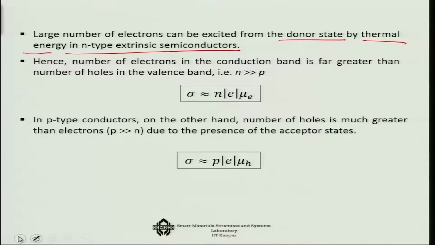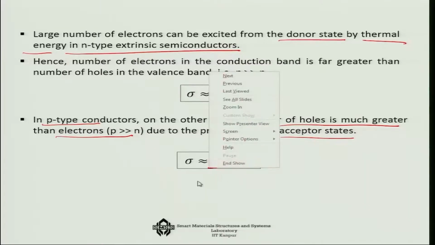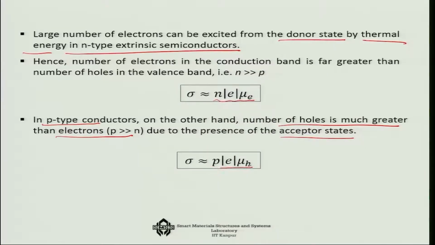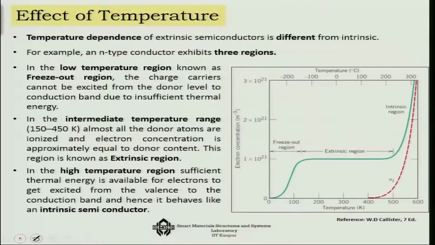So, the number of electrons in the conduction band is far greater than the number of holes in the valency band, and that can be written in terms of n, the magnitude of E times mu E. In the case of p type conductors, on the other hand, the number of holes is much greater than electrons, p much greater than n, due to the presence of the acceptor states, and hence the conductivity for such material is p times mod of E times mu H. So, in one case it is mu E and in the other case it is mu H. This point we have to keep in our mind.